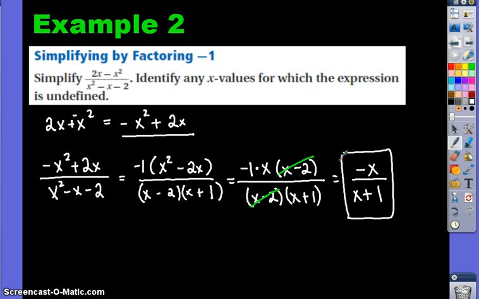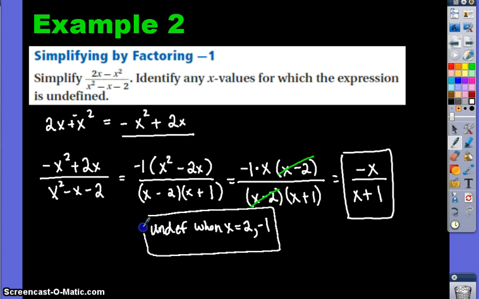Now we want to know what values would make this undefined. Same thing, dividing by 0 is undefined, so we want to come back to this step right here and ask what would make these be 0. If x was 2, that would make this be 0, and if x was -1, that would make this part be 0. So we are undefined when x is positive 2 and when x is -1. All right, so those are our two answers there.